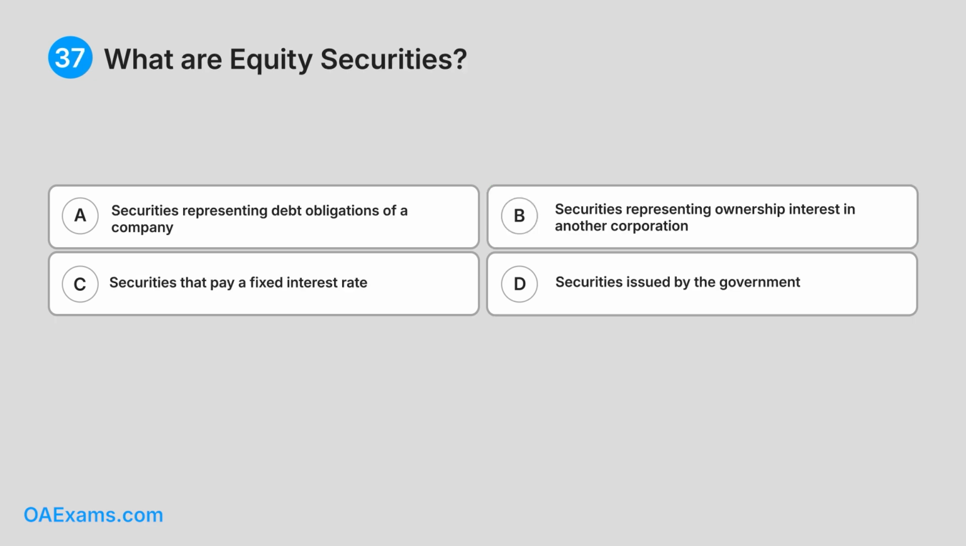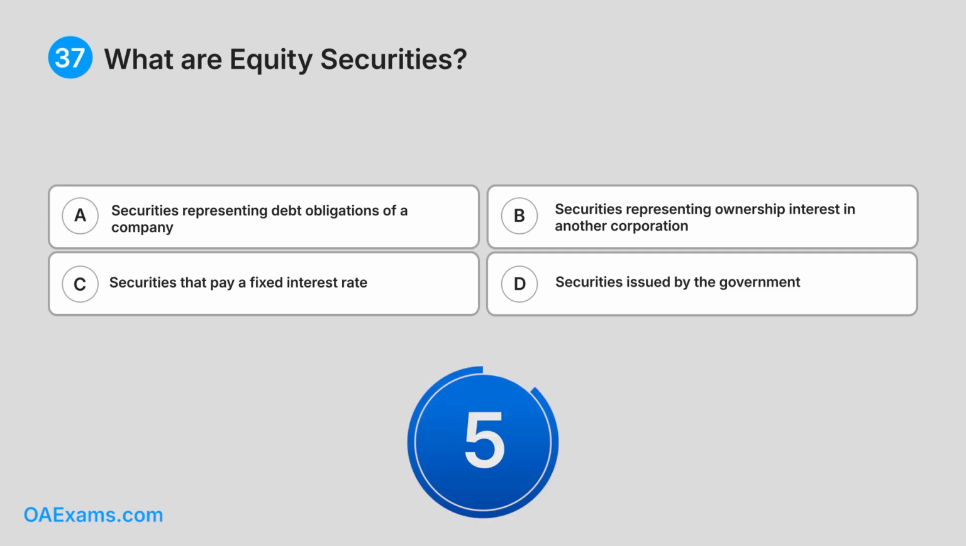37. What are equity securities? A. Securities representing debt obligations of a company. B. Securities representing ownership interest in another corporation. C. Securities that pay a fixed interest rate. D. Securities issued by the government. What do you think is the answer?